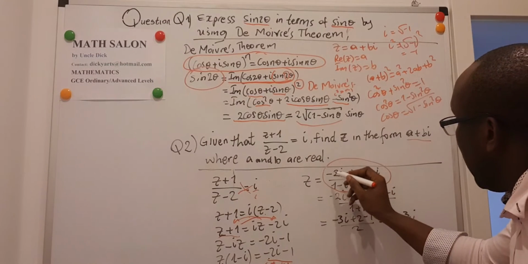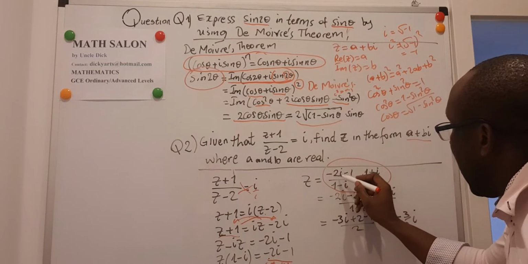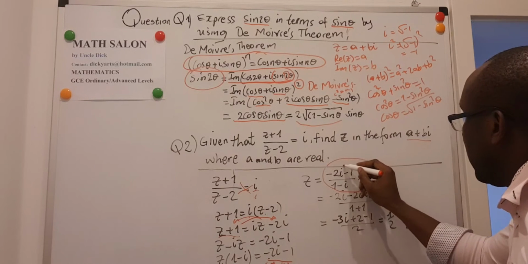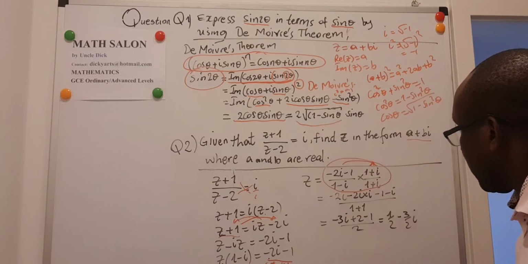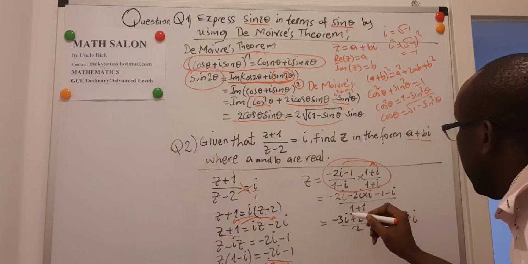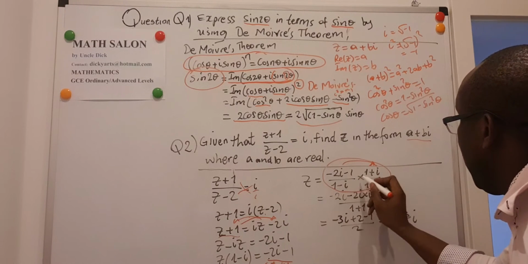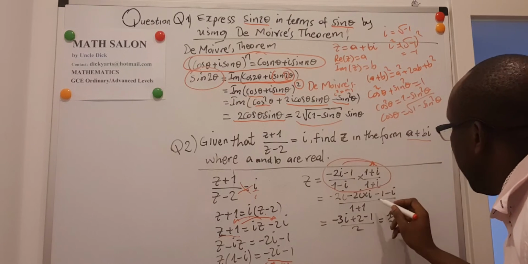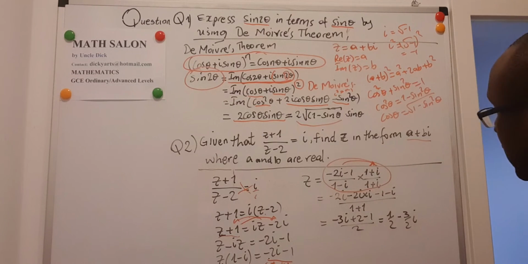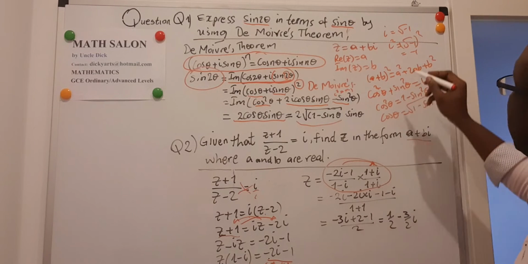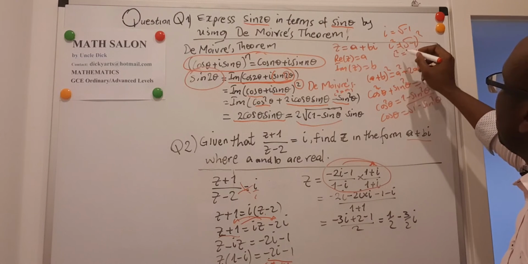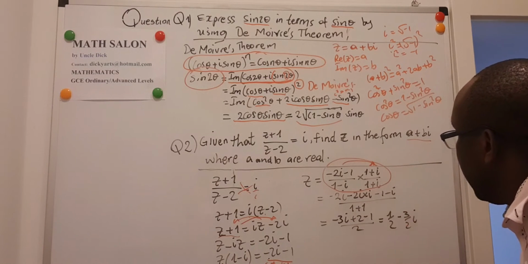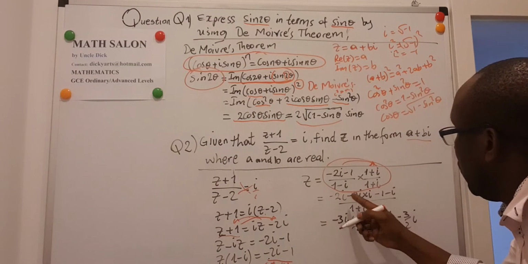If I do this, I can now also multiply out. So this is minus 2i times 1 is minus 2i. Minus 2i times i is minus 2i squared. Minus 1 times 1 is minus 1. Minus 1 times i is minus i. And we saw already that i squared is equal to minus 1. So this becomes minus 1 here. But the minus 1 and the minus 2 becomes plus 2.